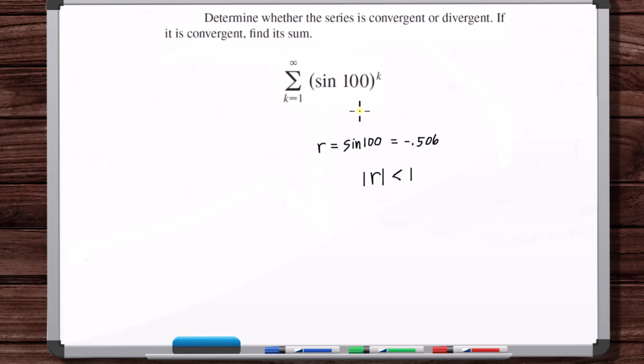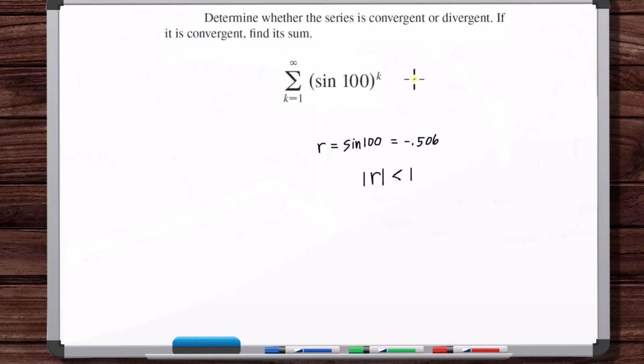Okay, and we can actually find what it converges to, because this is a geometric series. Now, it's not in that form with the k minus 1 where we can read off what the first term is. The first term is not going to be 1, because the first term is when k is equal to 1. The first term is sine of 100.